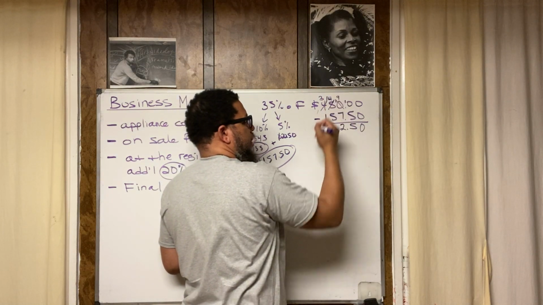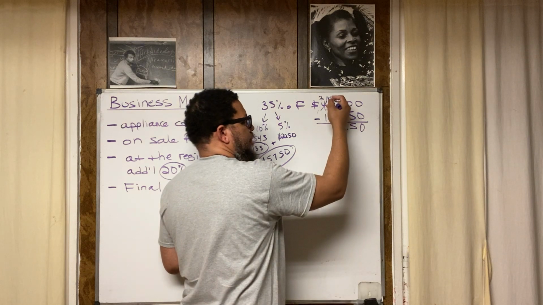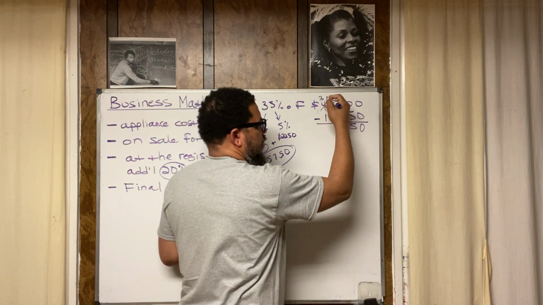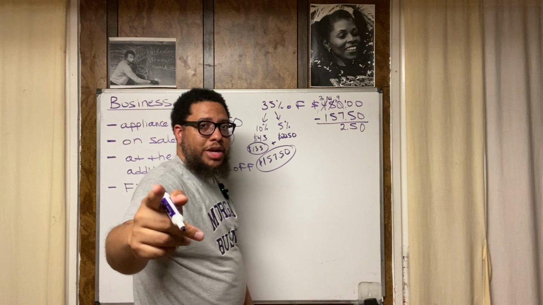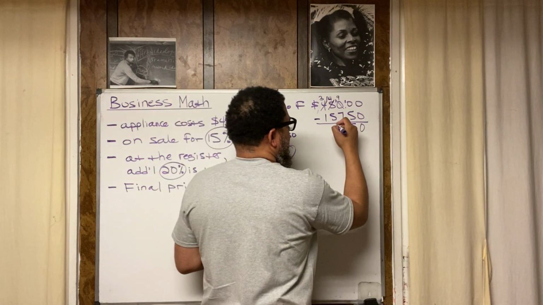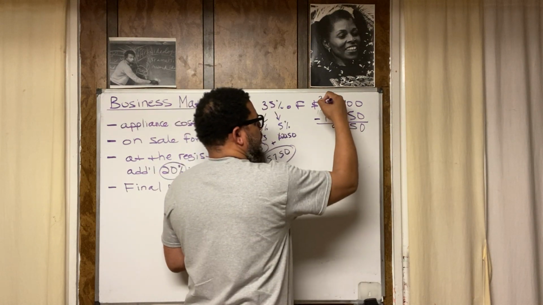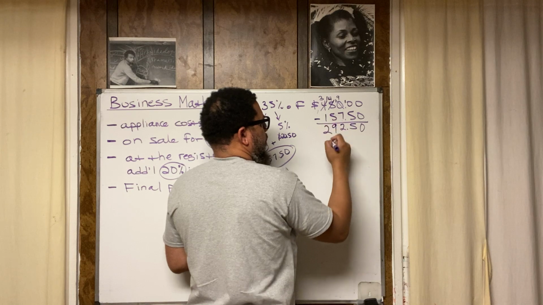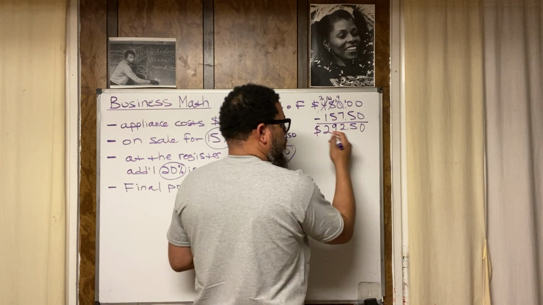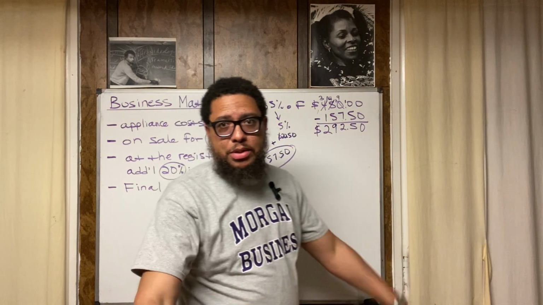10 plus 4 is 14. 14 $10 bills. What's 14 minus 5? Make sure you know your subtraction facts. 14 minus 5 is 9. And then 300 minus 100 is 200. So this would be the price. This would be the discounted price if you took 35% off.